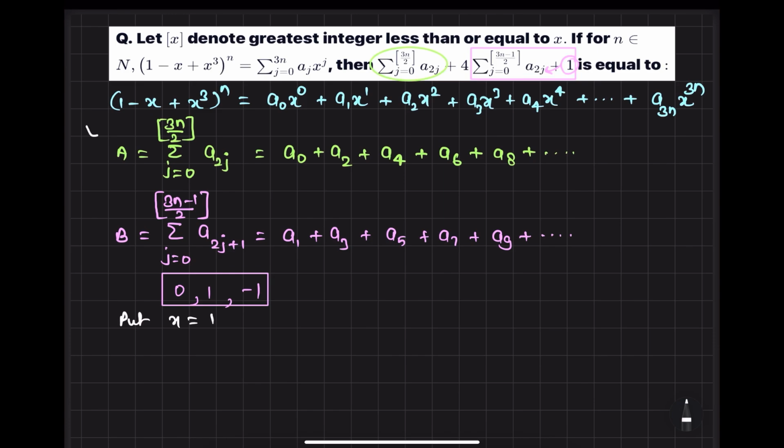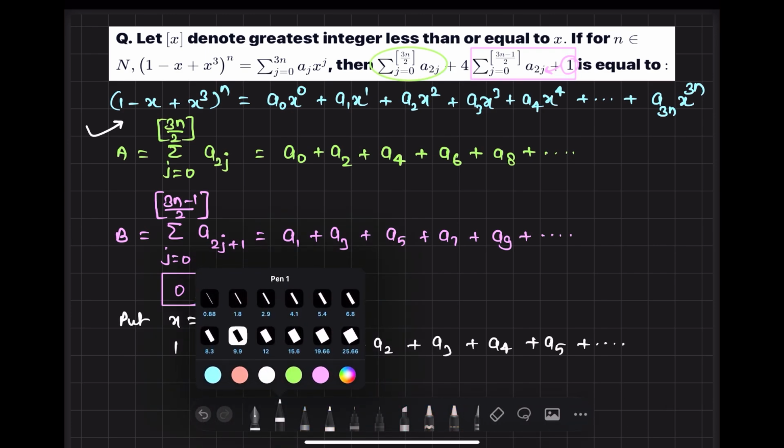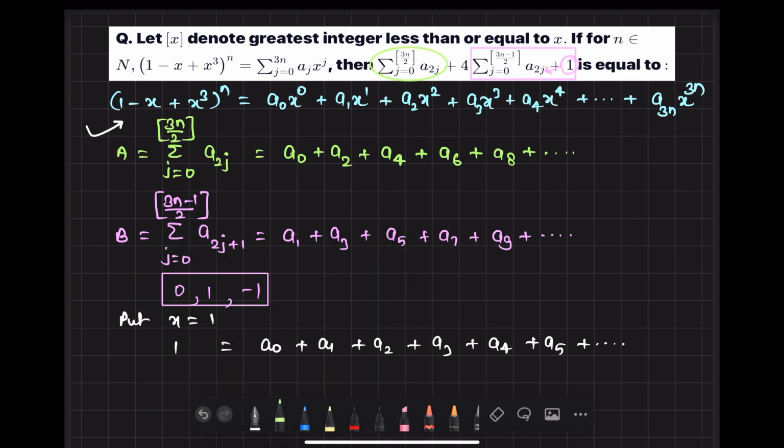Now look at this. If you put x equals 1, what will happen with the LHS? 1 minus 1 is 0, 1 cube is 1, and 1 to the power n is 1. So on the LHS we will have 1. On the RHS we will have a0, a1, a2, a3, a4, a5, and so on. Means we have the sum of all coefficients. Call this equation P.